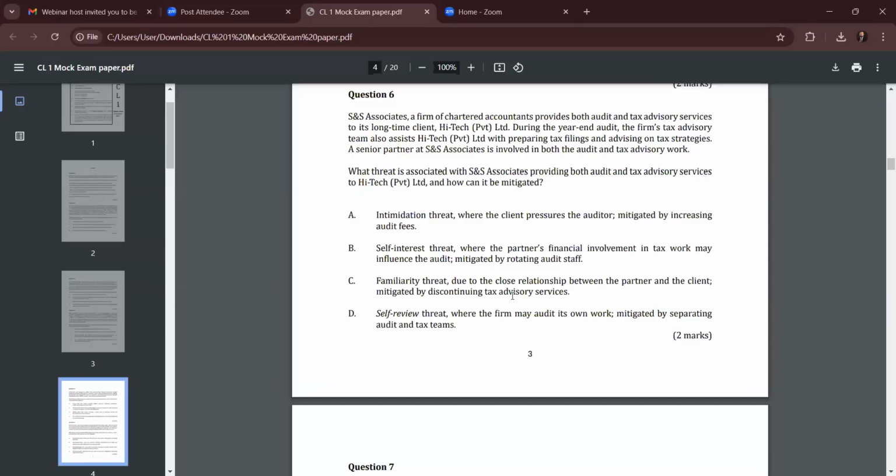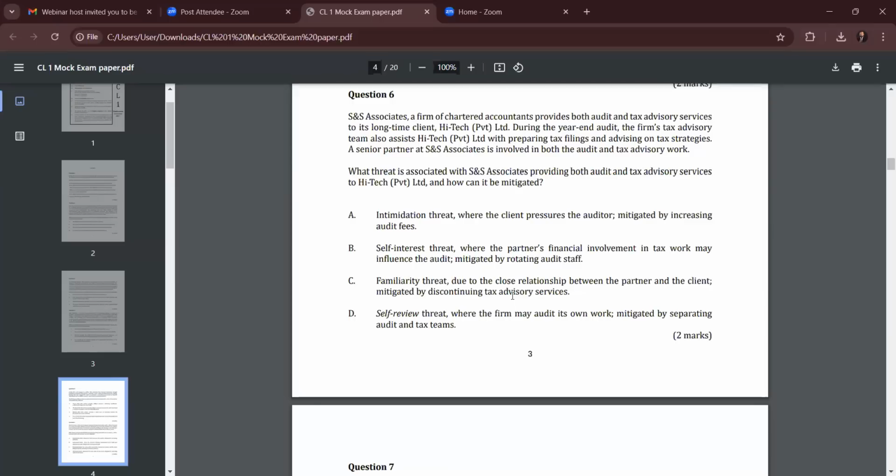S&S Associates is a firm of chartered accountants, an audit firm, that provides both audit and tax advisory services to its long-term client, High Tech Private Limited. During the year-end audit, the firm's tax advisory team also assists High Tech Private Limited with preparing tax filing and advising on tax strategies.